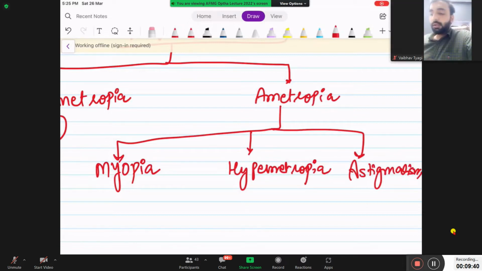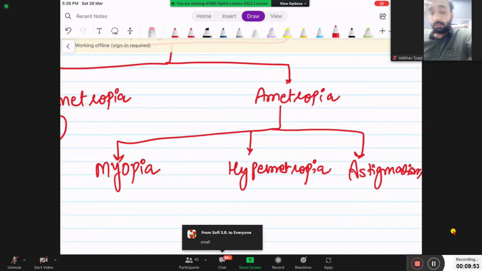Now you will tell me, what is the size of the axial length? What is the size of the eyeball in hypermetropia? Is it small or large in hypermetropia? Big in myopia, right? Big in myopia, small in hypermetropia, right?